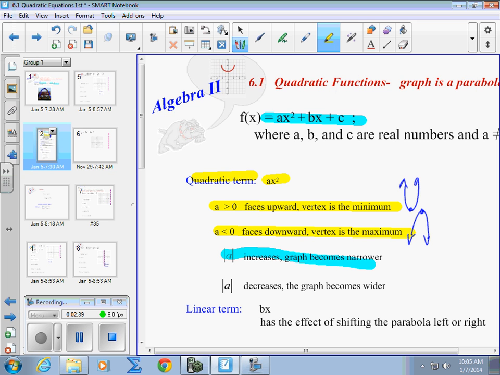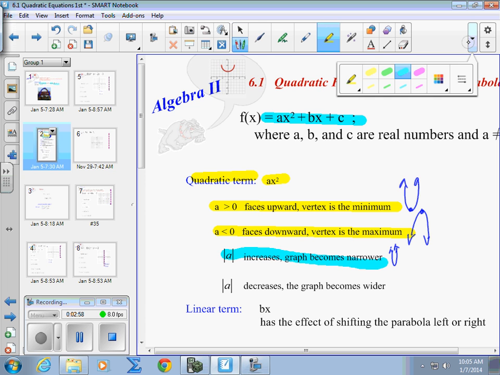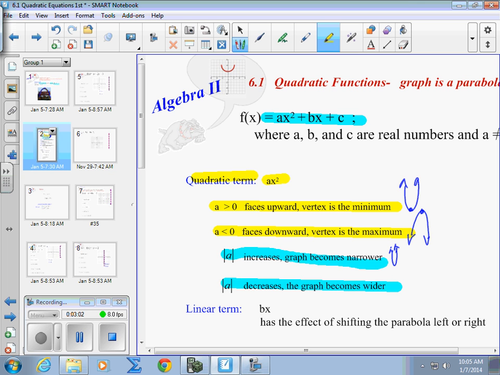As the absolute value of a increases, meaning it gets to be a larger number, like 2, 4, 6, 8, your curve gets skinnier or narrower. As the absolute value of a decreases, meaning 1/2, 1/8, 1/16, the curve gets flatter or wider.